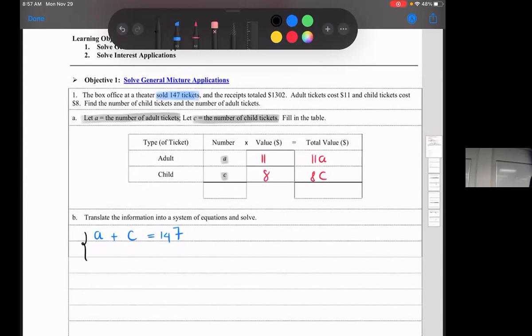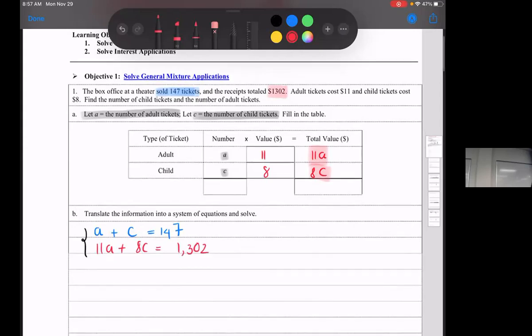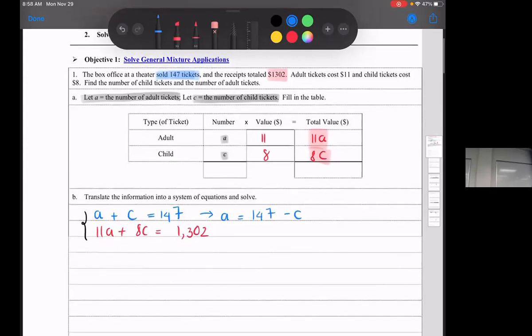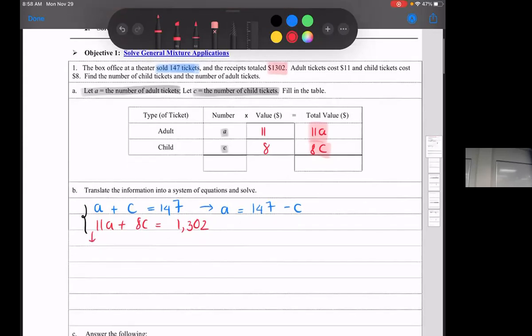You need one more. How much they make in revenues? Yeah, that's how much they make, which is right here. The total value, right? So that'll mean 11A plus 8C equal $1,302. You want to solve using elimination or substitution? Doesn't matter, but which one you like? Substitution, okay. So I'm gonna solve for A here. Move the C to the right hand side. A equals 147 minus C. Somebody could have done C equal 147 minus A. Doesn't matter. And then substitute into the red one.